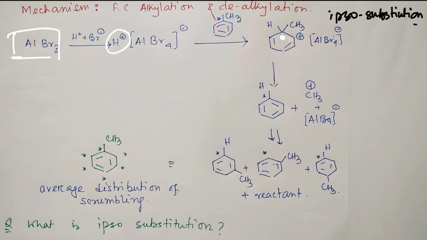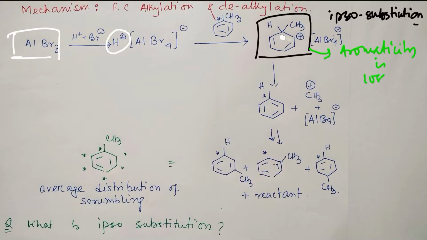Fine. Now what can happen? See, in this case aromaticity is lost, and we know aromaticity is a very stabilizing energy. So the molecule will try to gain back the aromaticity, and for that purpose it can either eliminate the proton, or the methyl cation can leave. If the proton leaves, then it will result in the previous one, meaning this one. And if the methyl cation leaves, then it will produce this one.